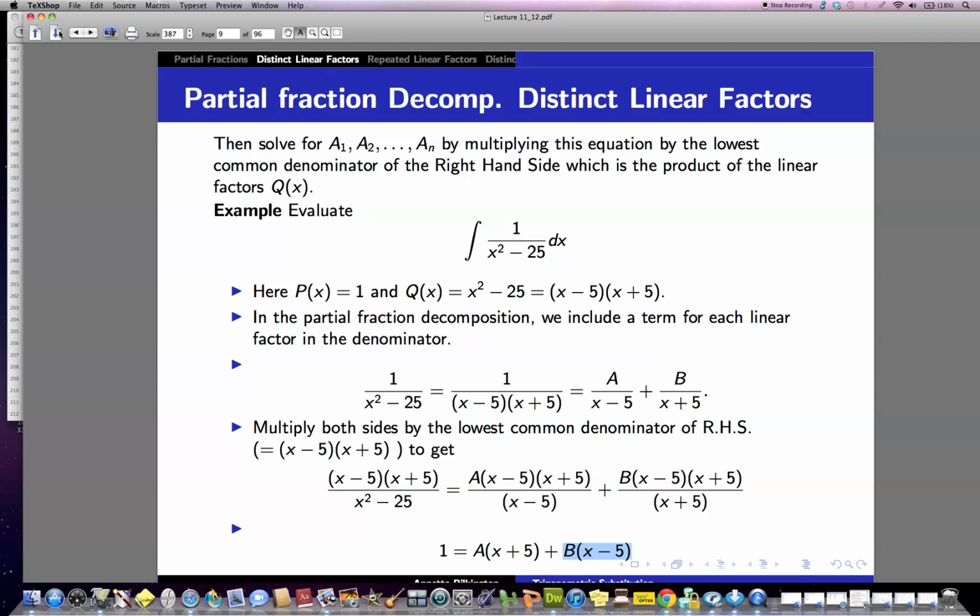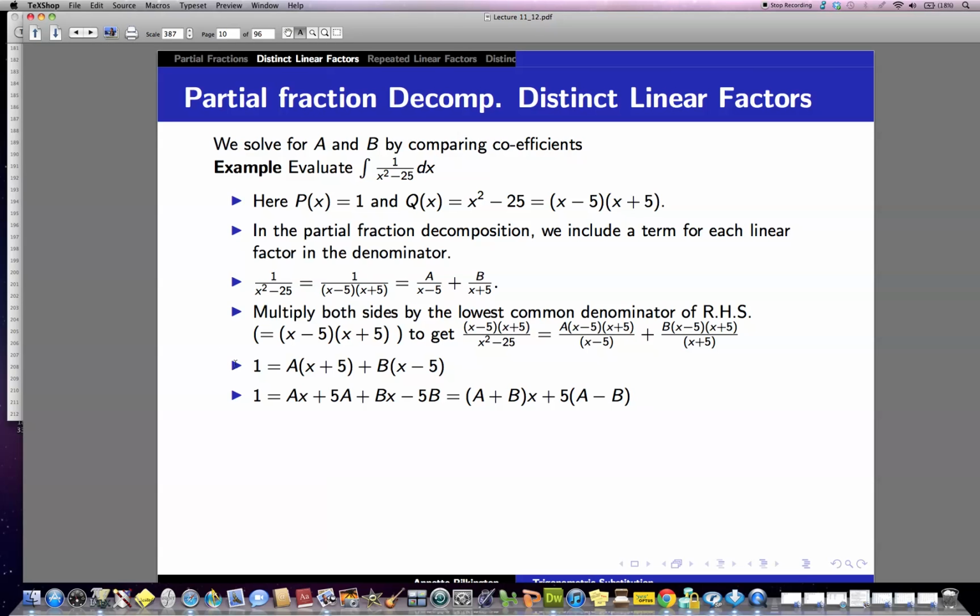How do I solve for a and b? Well, one method is to be clever, maybe eliminate this term here by letting x equal 5, and that gives me 1 equals a times 10, and a equals 1 over 10. And then I might eliminate this term by letting x equal minus 5, and I get b equals minus 1 over 10.